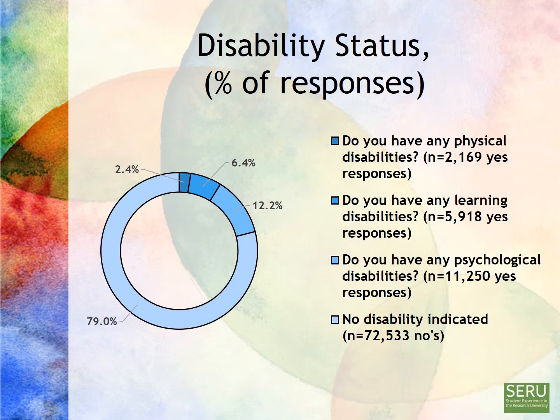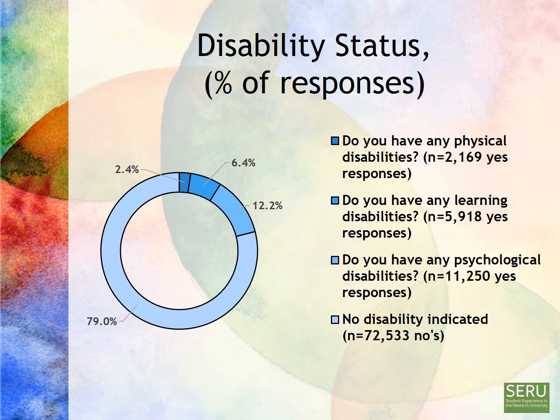For this, I wanted to look at some of the intersections of the different marginalized communities. And on the survey, we asked students to select whether or not they have a disability, and we asked about physical disabilities, learning disabilities, and psychological disabilities. And if they check nothing, then that would indicate no disability. So it's a select all that apply, and what you're looking at here is the percent of responses, not individuals.